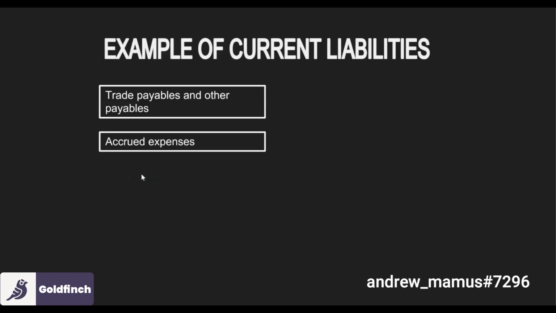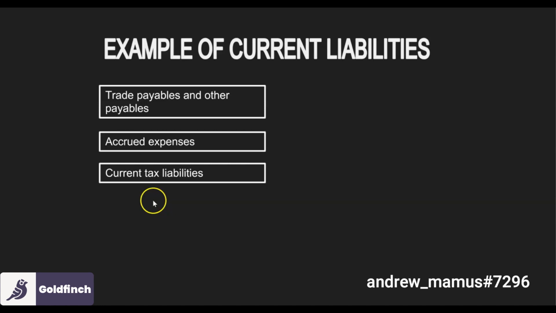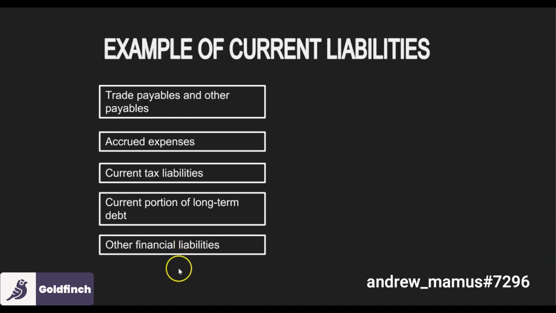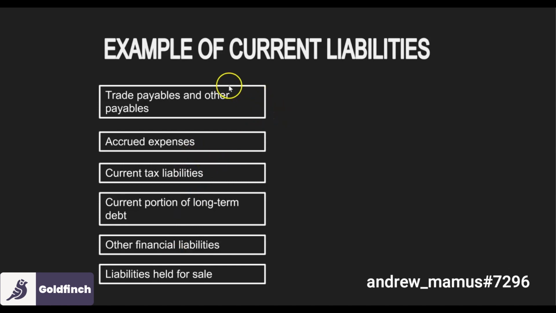Accrued expenses, the expenses you have accrued within some period of time, are another example of current liability. Then we have current tax liability, the tax and the rest, which are still part of the liabilities. Then the current portion of long-term debt. Maybe you borrowed money for the business as a long-term debt; these are parts of the current liability. And then other financial liabilities also. We have liabilities held for sale. There are some liabilities intended to be sold, and those are part of the current liability.